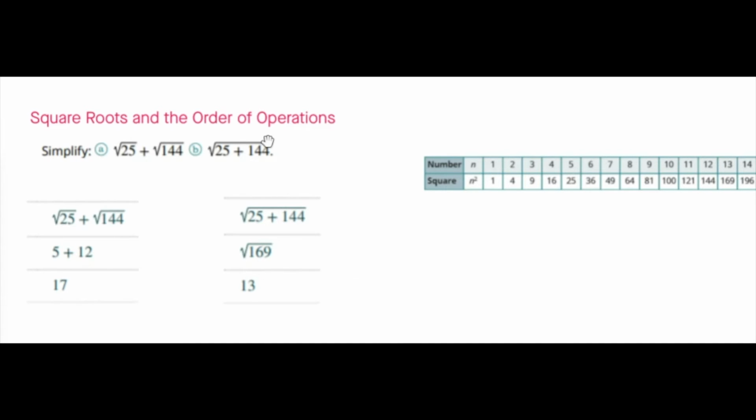In the second question, we are asked to find the square root of 25 plus 144. So here, we would add the numbers first and then take the square root of the sum. So 25 plus 144 is 169, and the square root of 169 is 13.